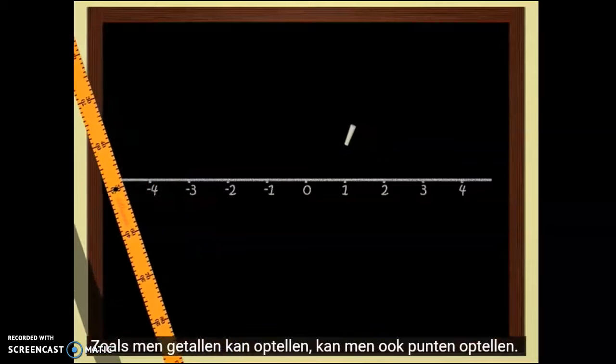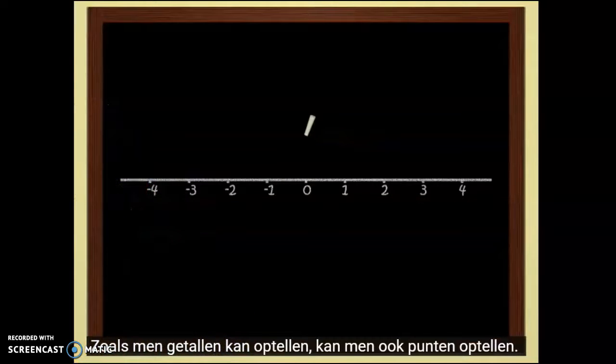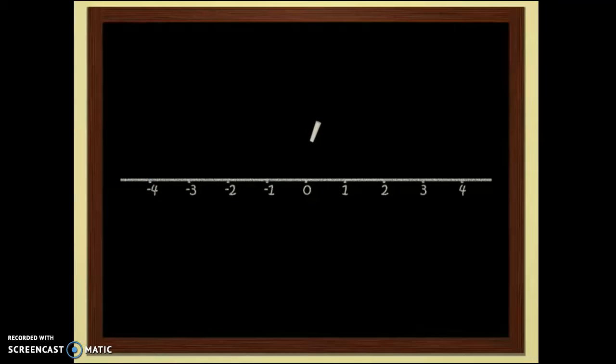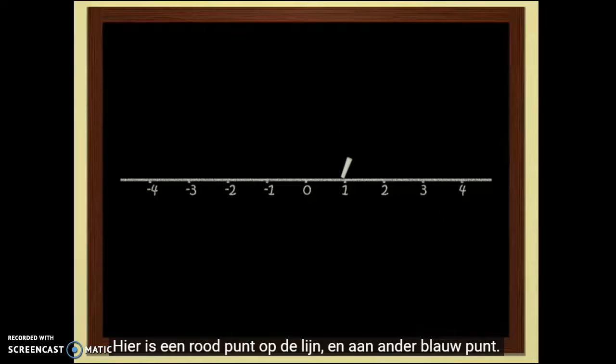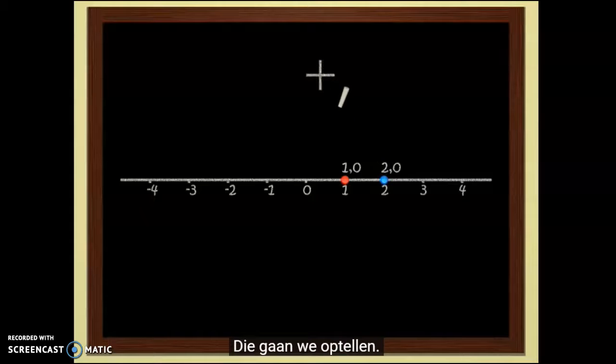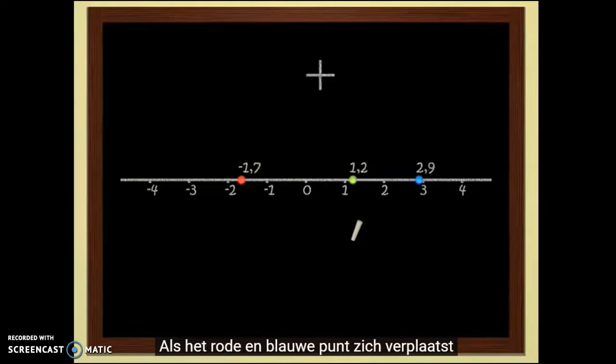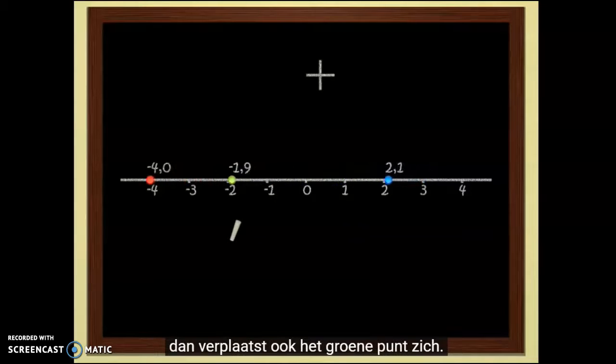Just as we can add numbers, we can add points. Here is a red point on the line and another blue one. Let's add these 2 points. We get the green point. 1 plus 2 equals 3. When the red and blue point move, the green point, which is their sum, must move too.